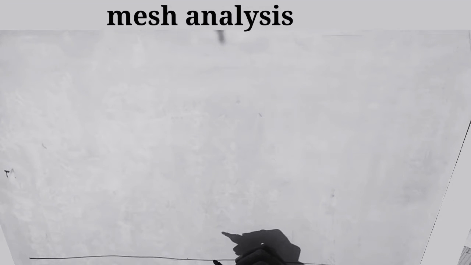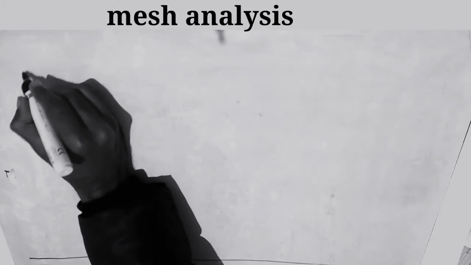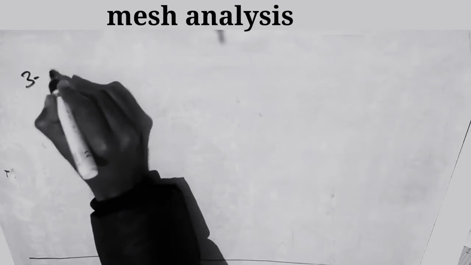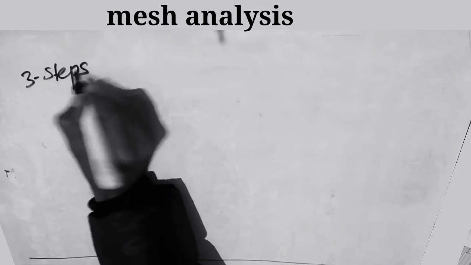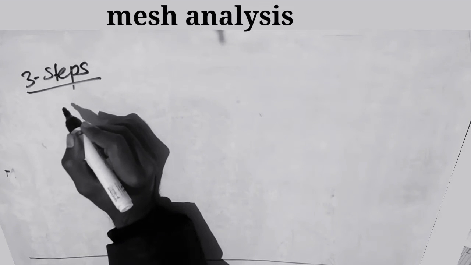Today in this lecture we will discuss mesh analysis. In the previous lectures we discussed nodal analysis, and nodal analysis applies KCL to find the unknown voltage from a given circuit. While mesh analysis applies KVL to find the unknown current. Altogether there are 3 steps in mesh analysis to calculate the current.